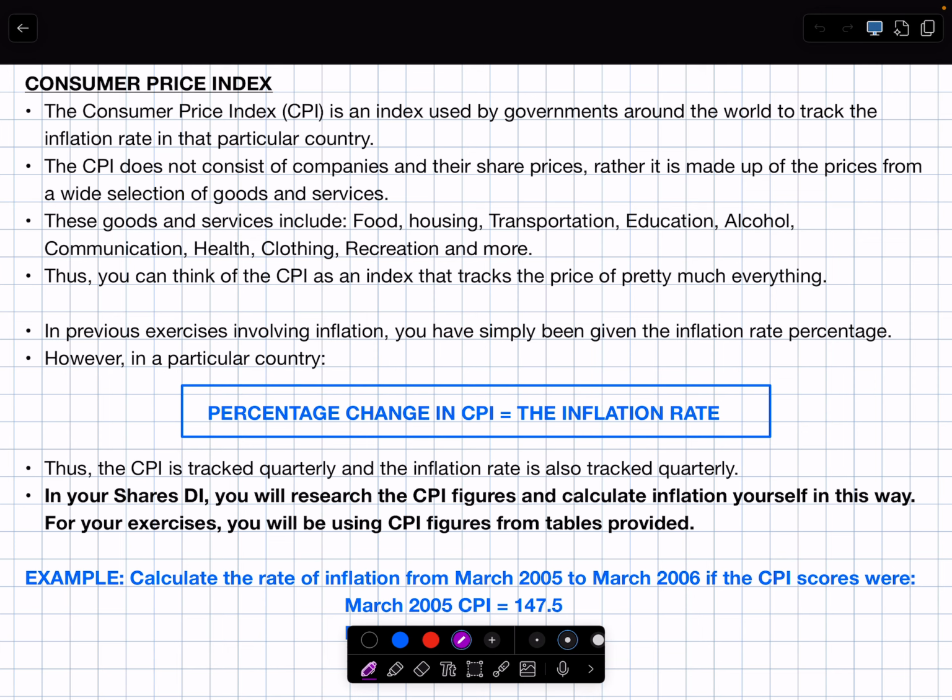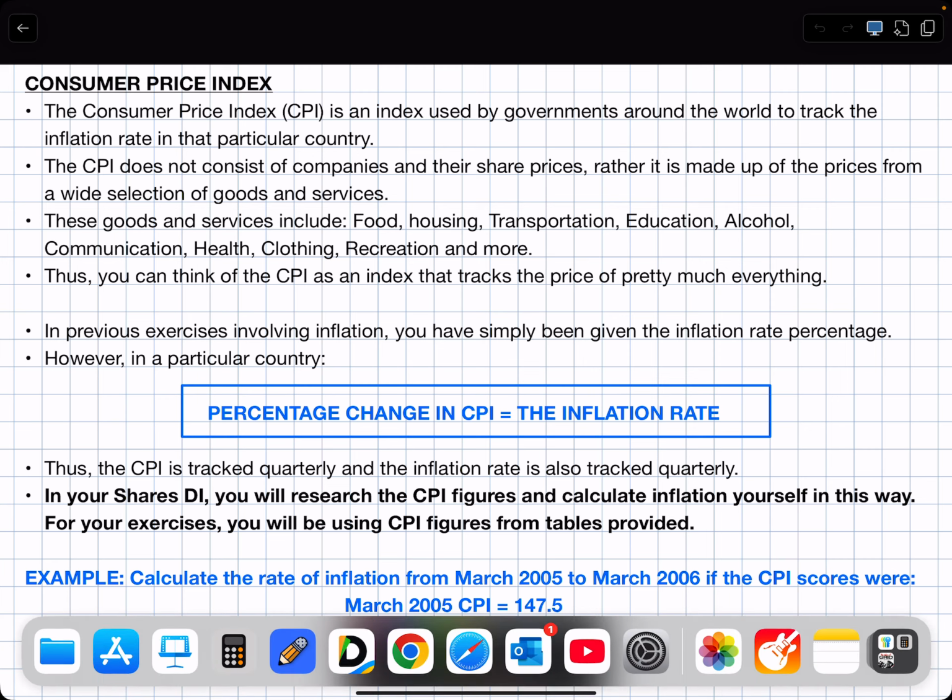There's another index you need to be aware of. It's called the Consumer Price Index, and governments use it to track the inflation rate in their country. Unlike the share indices that we've done so far, the CPI isn't made up of companies. It's made up of the prices of things.